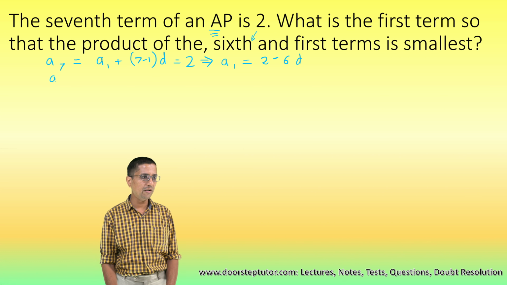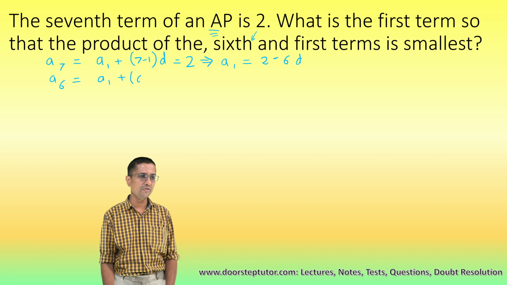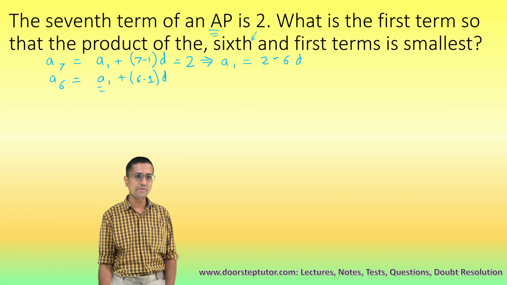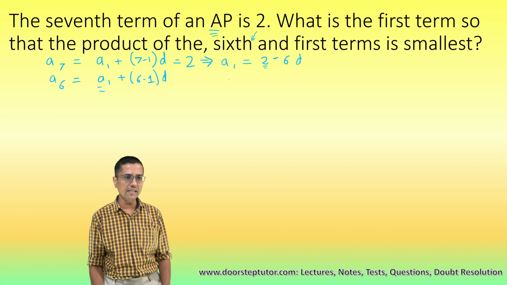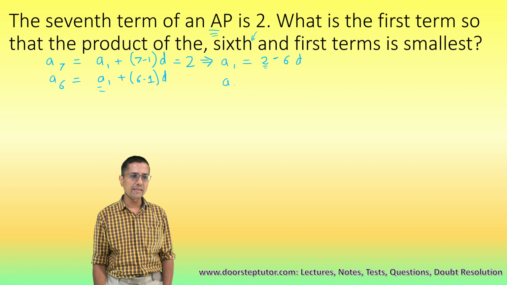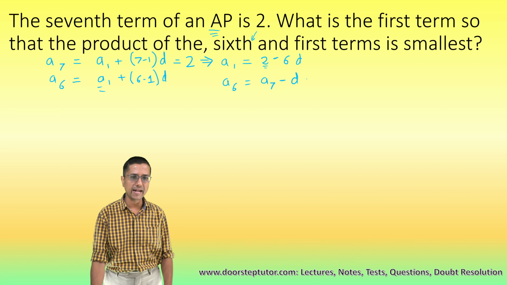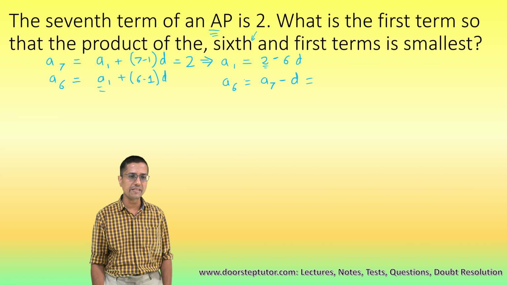So the sixth term I can find as A6, as A1 plus (6 minus 1), n minus 1, into D. Okay, that is one way of finding out the sixth term. So the value of A1 I can substitute from here. Another way is to actually realize that my sixth term will be equal to my seventh term minus D. So if I go one common difference back, that is where I'll land up on the sixth term. So this is actually equal to 2 minus D.